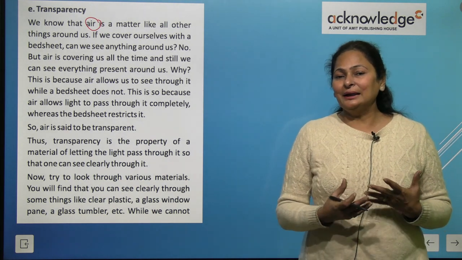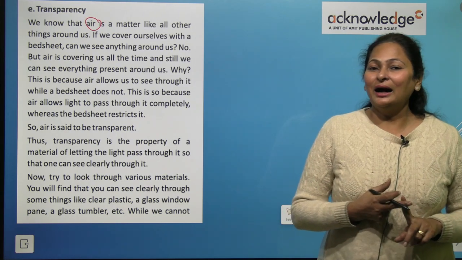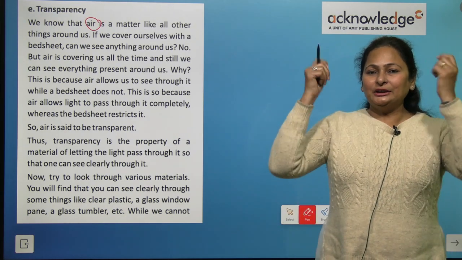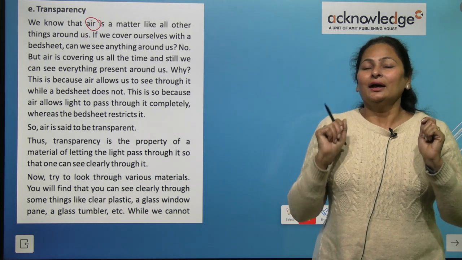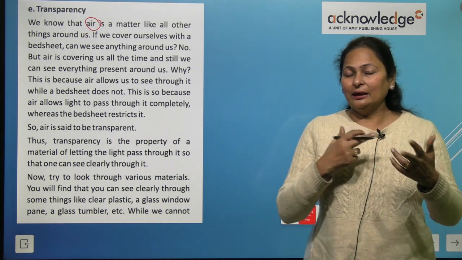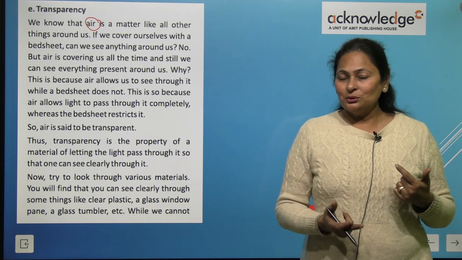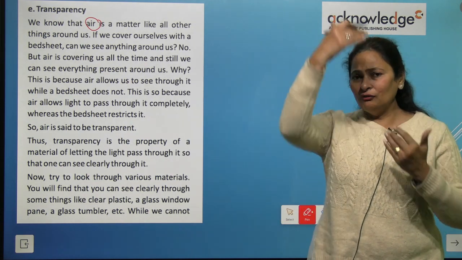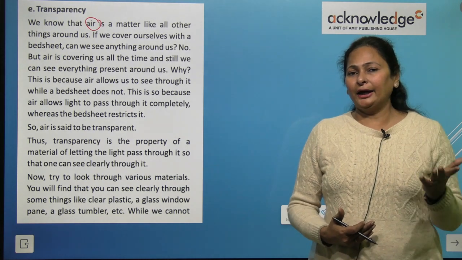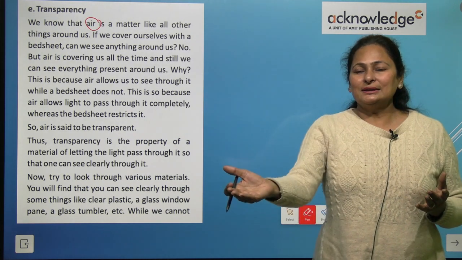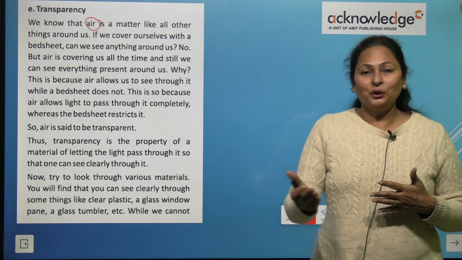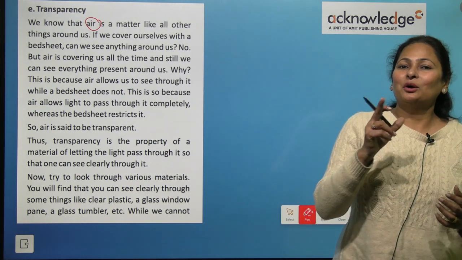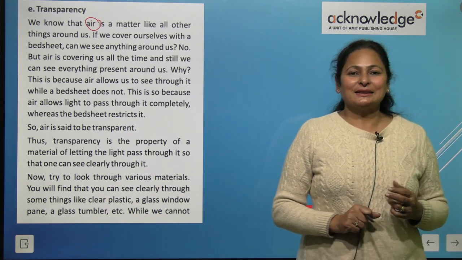But some materials are there that don't allow the light to pass, right? If you wear a bed sheet on your face, can you see through it? No. If you have a wooden door in front of you, can you see what is on the other side? No, it won't allow you, right? So these are called opaque objects, right?